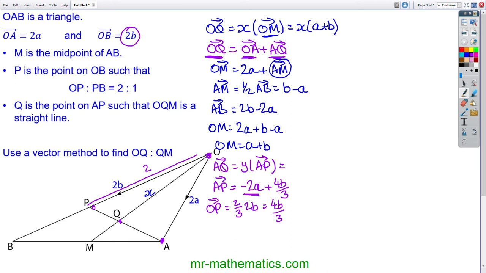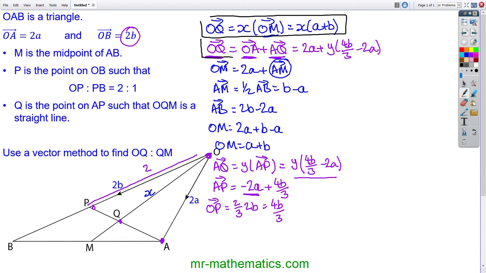So now we can write this in AQ. We have a proportion of A to P, so y multiplied by, and I'm going to write a positive term first, 4b over 3 minus 2a. So now we have A to Q, we can work out O to Q. We know O to A is 2a plus y lots of 4b over 3 minus 2a. Now we have these two routes from O to Q. We can equate the two and use simultaneous equations to work out x and y. So x lots of a plus b is equal to 2a plus y lots of 4b over 3 minus 2a.